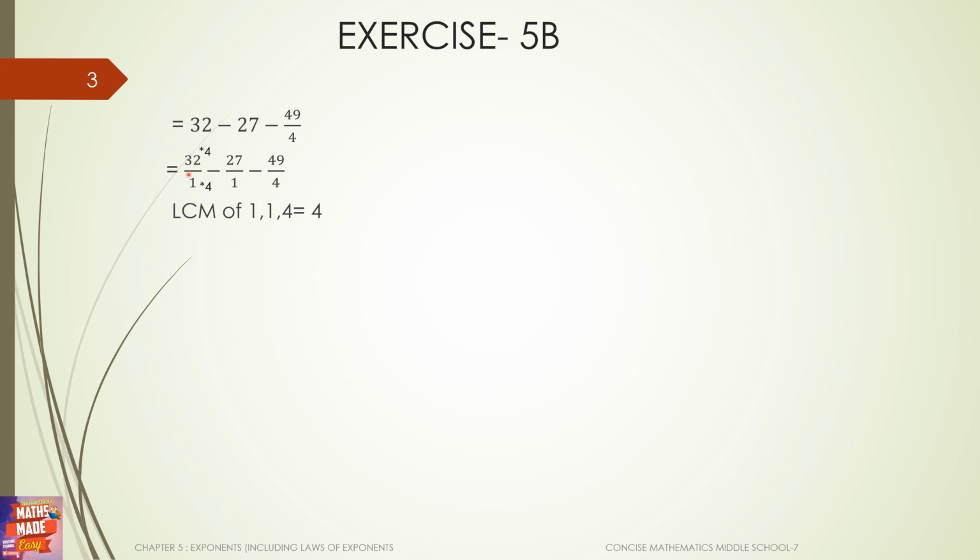Now to make this 1 into 4, you can multiply with 4. Because you are multiplying with the same number, it should be multiplied to the numerator. Even here it is 1. To make this 1 as 4, you should multiply it with 4. So the numerator should also be multiplied with 4. Here it's already 4, so you have to multiply with 1. So even the numerator should be multiplied with 1.